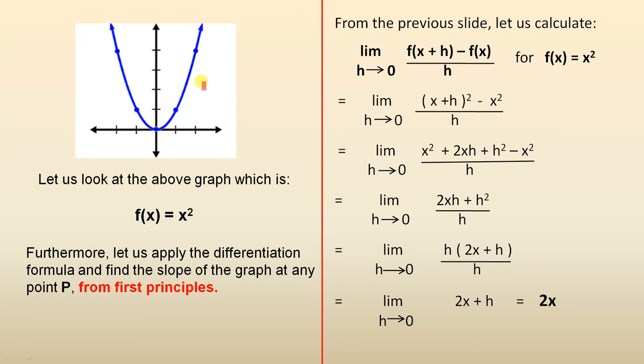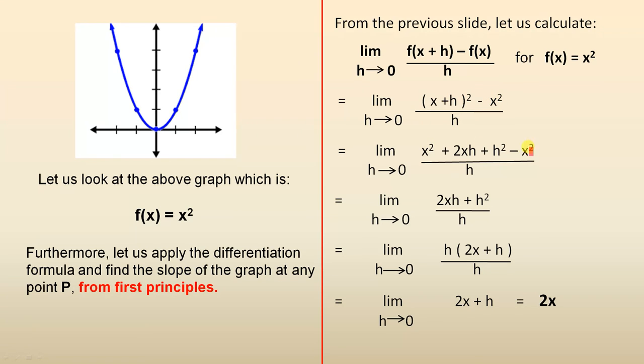Let's look at the example of this sketch here, and let's assume that it is the sketch of f(x) equals x squared. Furthermore, let us apply the differentiation formula and find the slope of the graph at any point P from first principles. Now P can be anywhere on this graph. We're going to find the slope of this graph at that point. From the previous slide, let us calculate the limit of f(x plus h) minus f(x) over h as h approaches 0 for f(x) equals x squared. So f(x plus h) is that. You just put x plus h wherever you see x. f(x) is already x squared, over h.